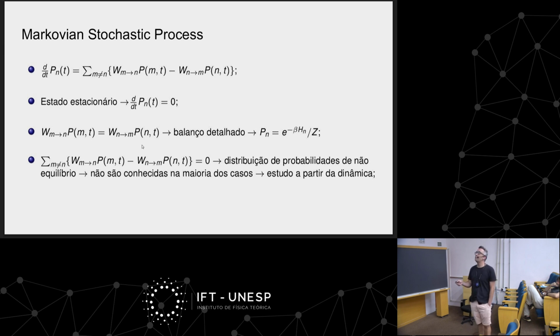Here is the probability distribution. P is the probability of the system being in a given state M. This probability is governed by this master equation. The master equation takes into account the time evolution of the probability of the state N of a system. Note, we have here a gain term: all configurations M that give rise to N.